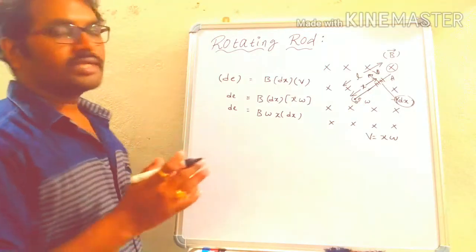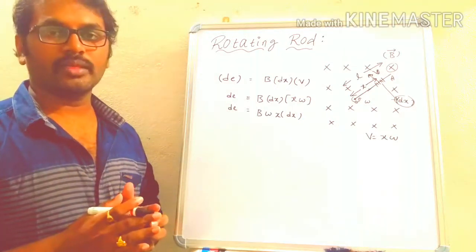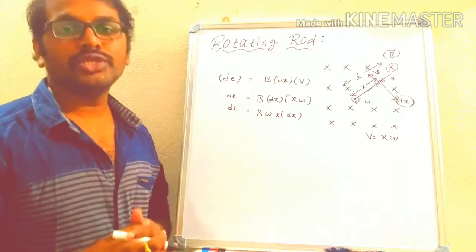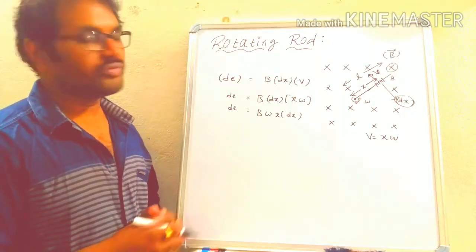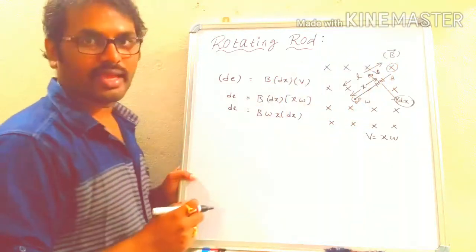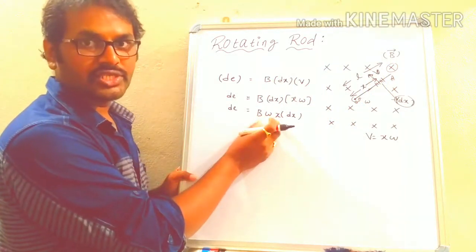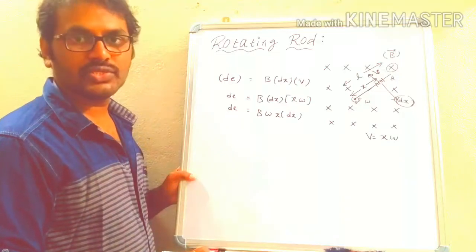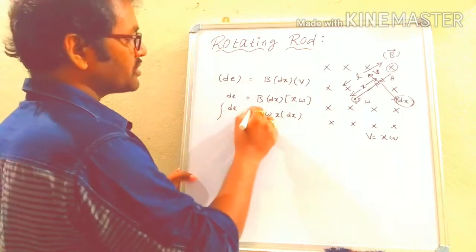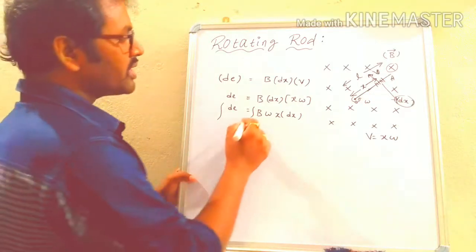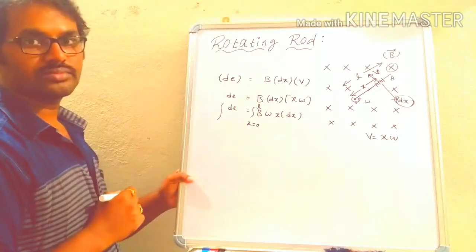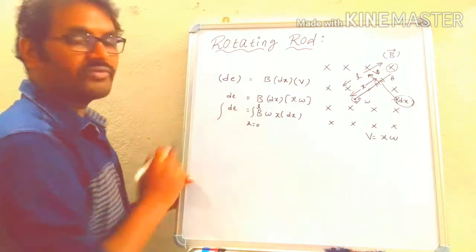So to get the total induced EMF, we are familiar with some mathematical tools. There we need to use integration between the two limits, from x equal to 0 to x equal to L. If you integrate this expression, you will get the total induced EMF. So let us calculate. Integrating on both sides between the limits x equal to 0 to x equal to L, what is the integral of dE?